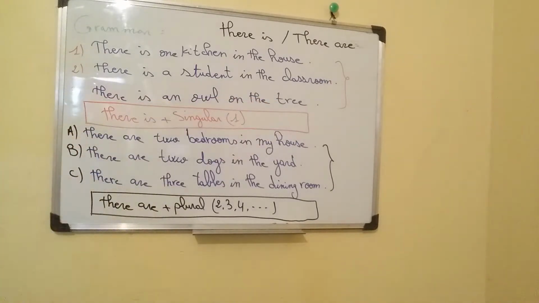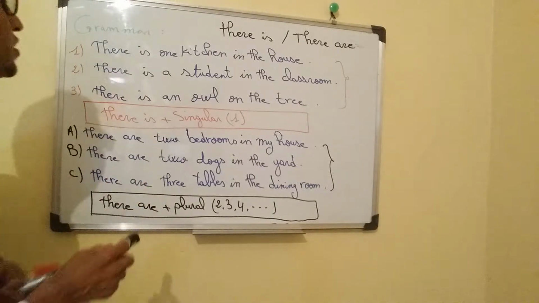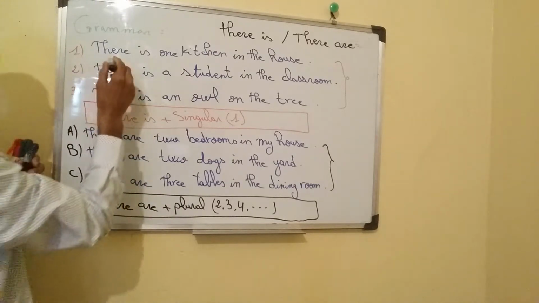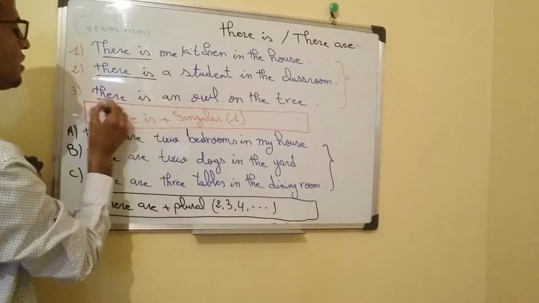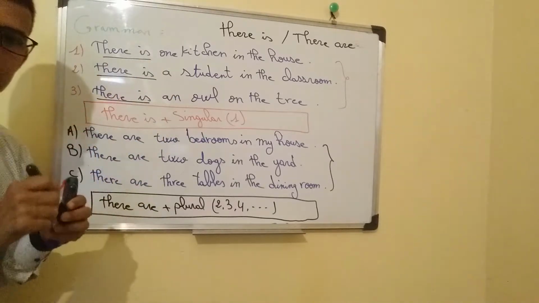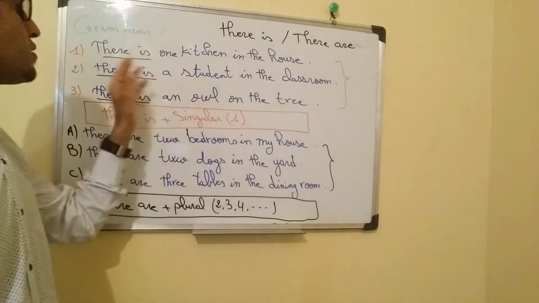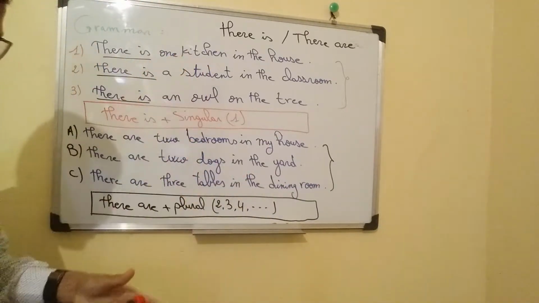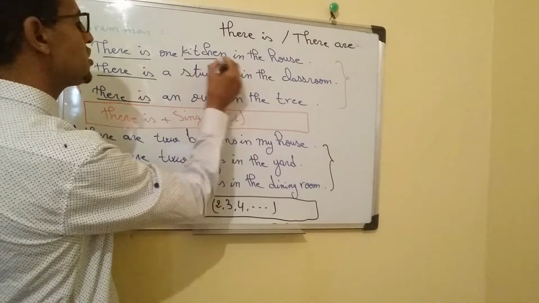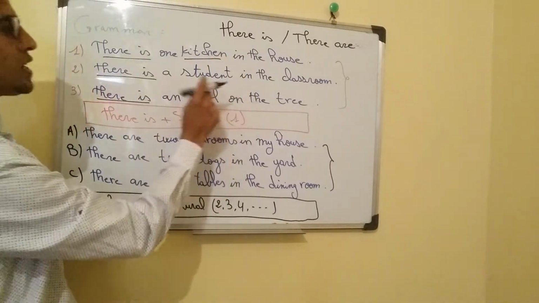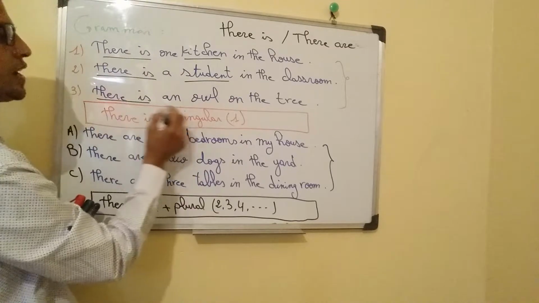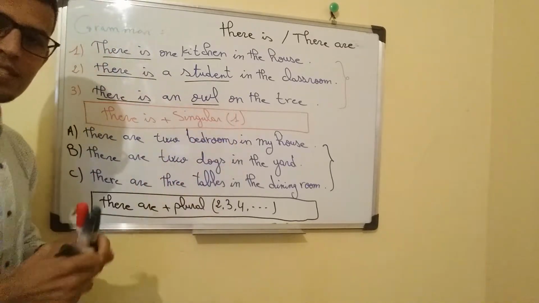Good. So here, please pay attention to these words here. There is, okay? So here we have there is. What is the noun that I have after there is? After there is, we have one kitchen. Kitchen, okay? There is a student in the classroom. Student. There is an owl. Owl.